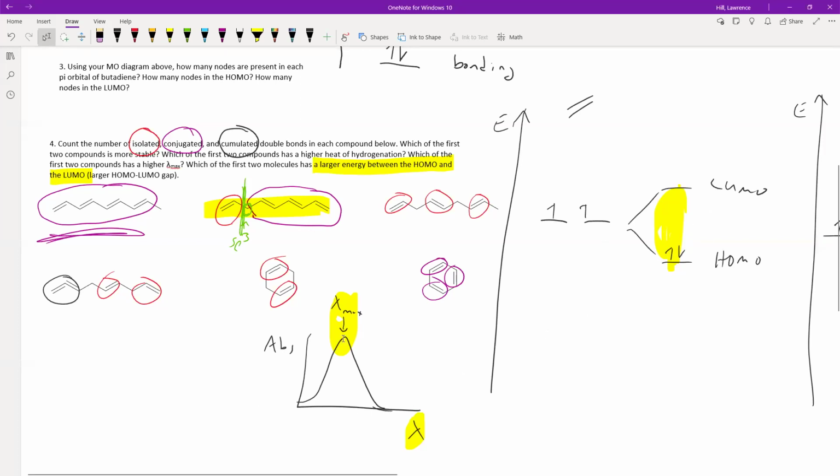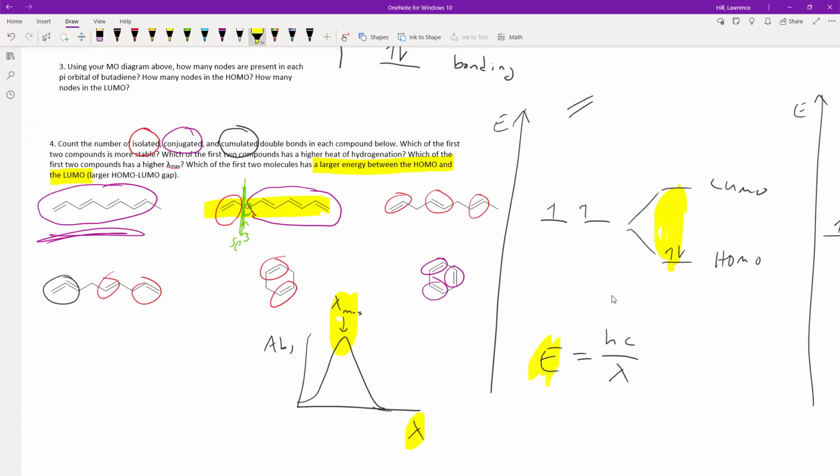changes. Absorbance is the absorbance of a photon that is exciting an electron from the HOMO to the LUMO. And so a larger HOMO-LUMO gap actually ends up in a lower lambda max, and a smaller HOMO-LUMO gap ends up in a larger lambda max. And so if you remember, we had this equation, E is equal to hc over lambda.